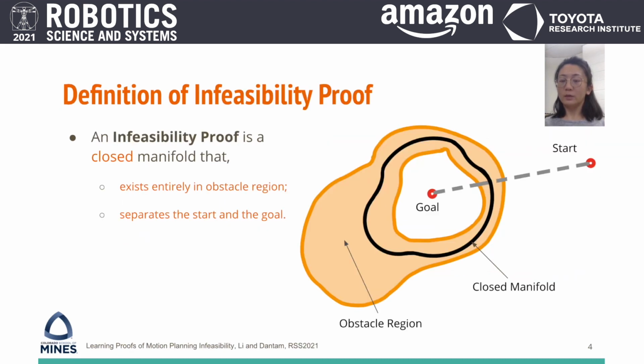We prove motion planning infeasibility by constructing a closed manifold that exists entirely in the obstacle region of the configuration space and separates the start and the goal, as is shown in this figure here. Most previous methods require exploring the entire configuration space to provide information about infeasibility. With this definition, we can create a manifold to prove infeasibility.